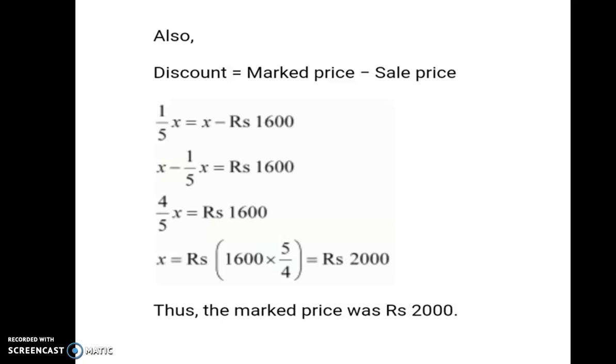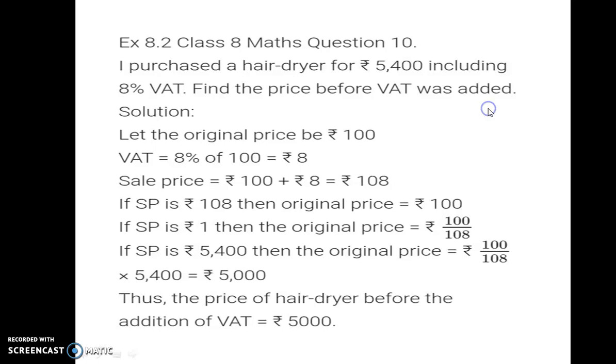So x minus x upon 5 is equal to rupees 1,600. We will be taking LCM on left hand side. So 5x minus 1x will be 4x upon 5 is equal to rupees 1,600. So x will be rupees 2,000. Thus the mark price was rupees 2,000.